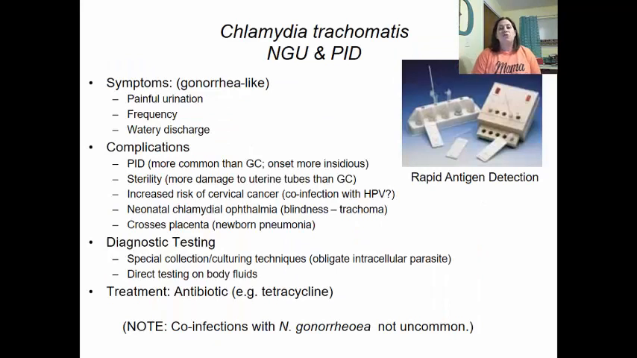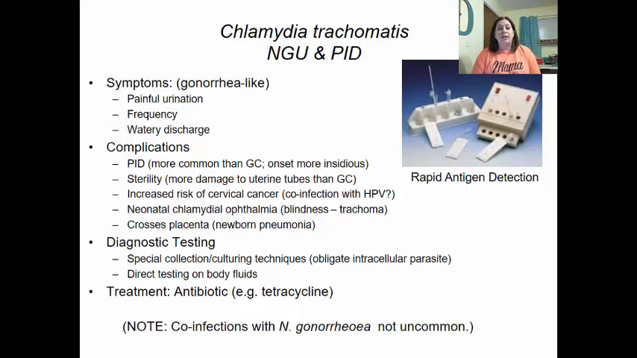So Chlamydia trachomatis can cause NGU and PID. The symptoms are gonorrhea-like with painful urination, frequency, and a watery discharge. Complications can also progress into PID. This is actually more common than in normal gonorrhea. We also see that the onset is more insidious.